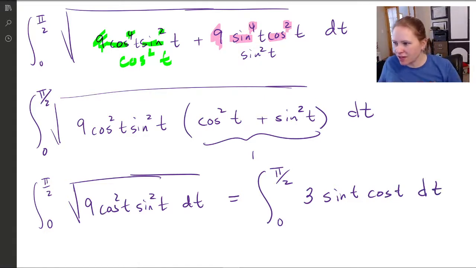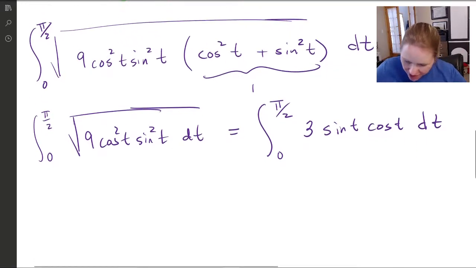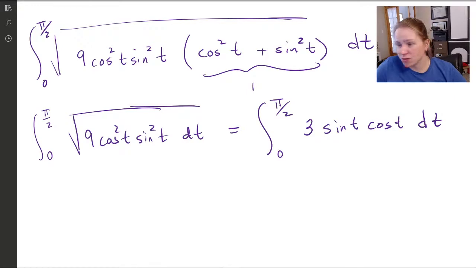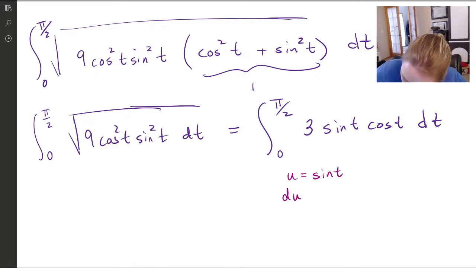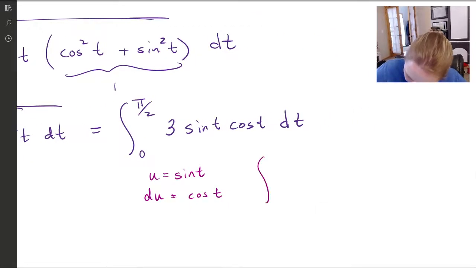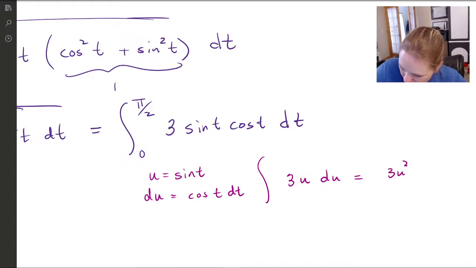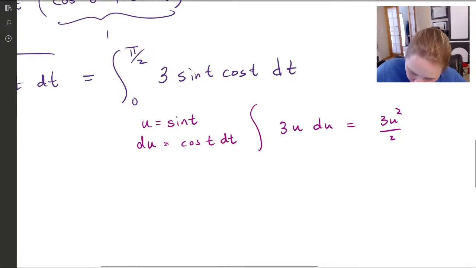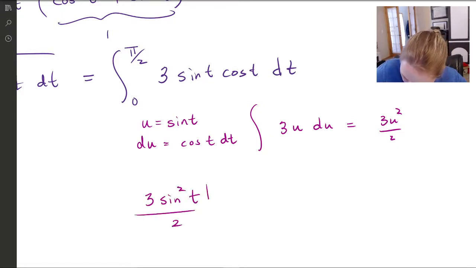So now I've got this integral and I'm ready to evaluate. Again, no calculator, so here we go. We're going to have to use some sort of u substitution. So I'm going to let u be my sine, which means du is my cosine. So my u substitution looks like this. I'm going to integrate 3u du. So that'll be 3u squared over 2. So when I put everything back, I'm going to have 3 times sine squared over 2, and I'm going to go from 0 to pi over 2. Oh, now it's easy.